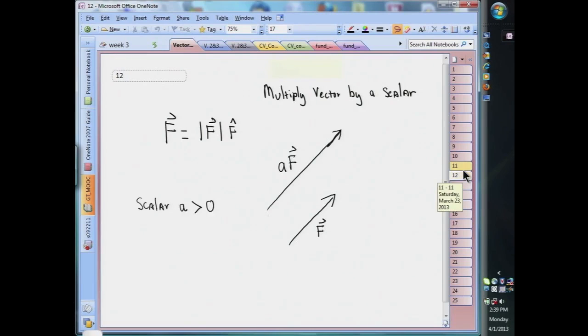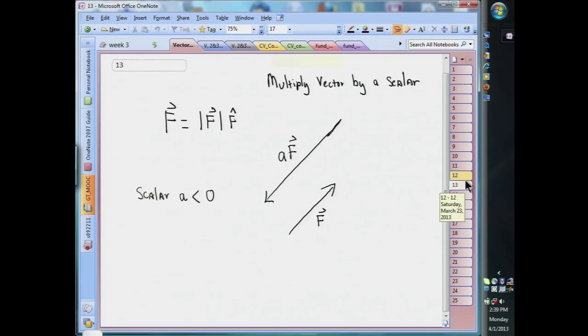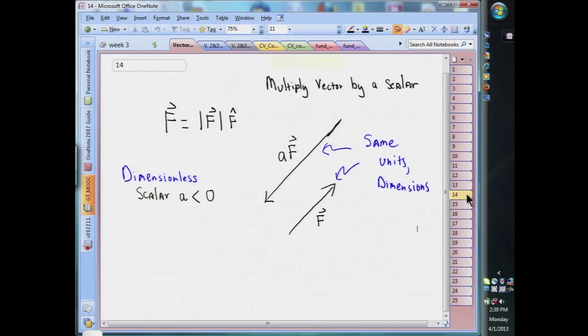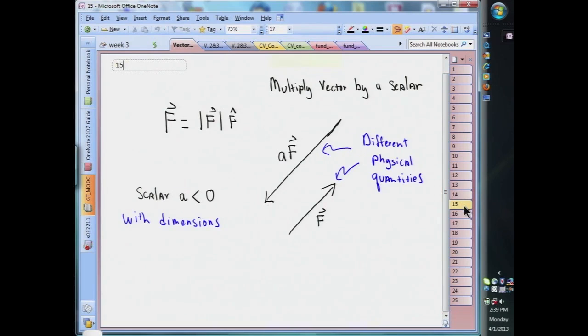Multiplication and division of a vector by a scalar still works the same way. If the scalar is positive, the result is a new vector that points in the same direction. If the scalar is negative, then the result is a new vector that is flipped. If the scalar is dimensionless, then the new vector has the same physical dimensions, but possibly stretched or shortened or flipped as compared with the original vector. If the scalar has dimensions, the new vector is a different physical quantity.